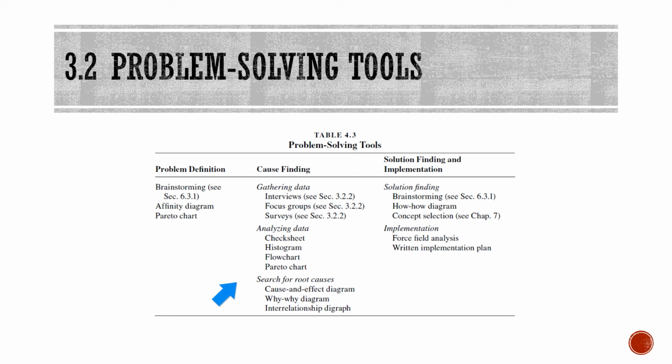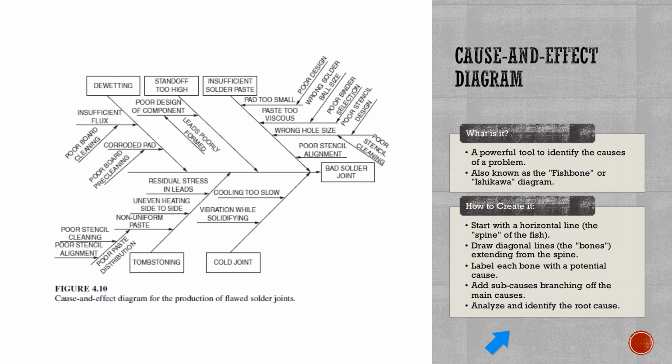Not all of these tools under problem definition need to be used; maybe we can use one or two. Same goes with the cause finding under gathering data, whether you choose interview, focus group, or survey, or you can choose 2 or 3 or all of these tools. Which tool you will use depends on the discussion amongst your team members. So now let us see some of the tools used.